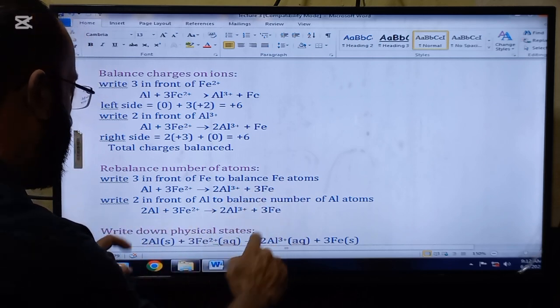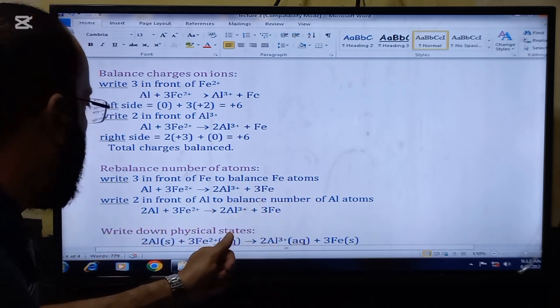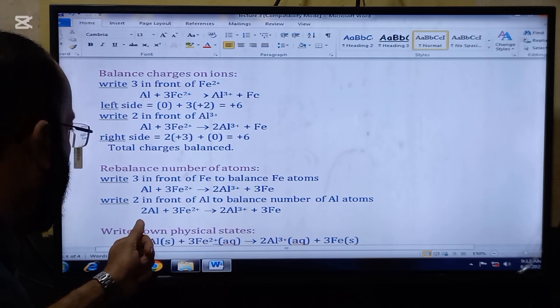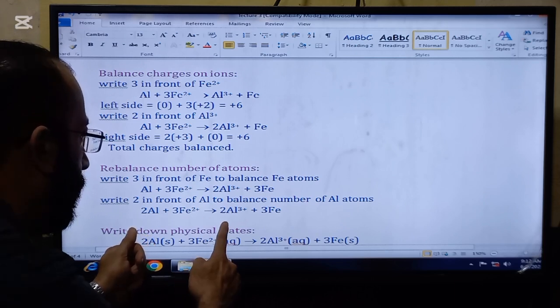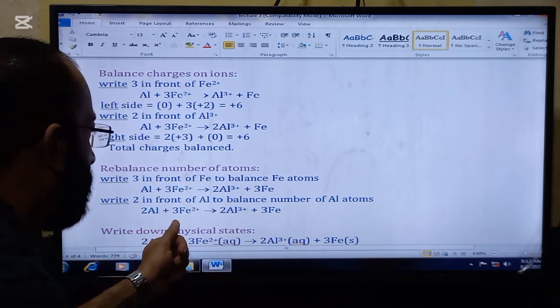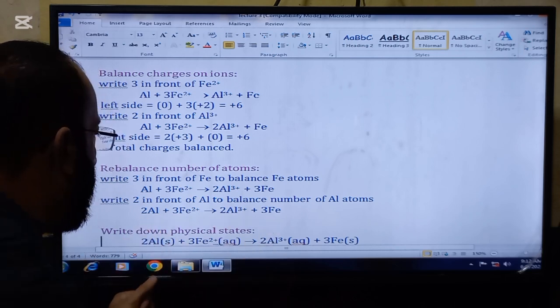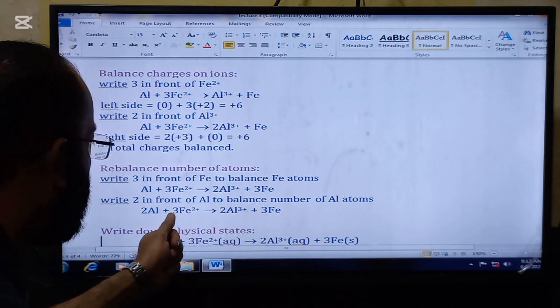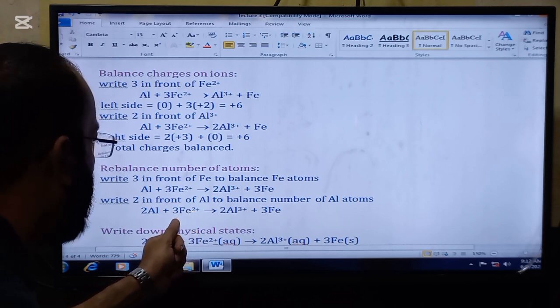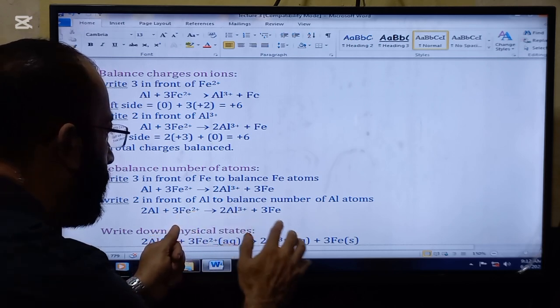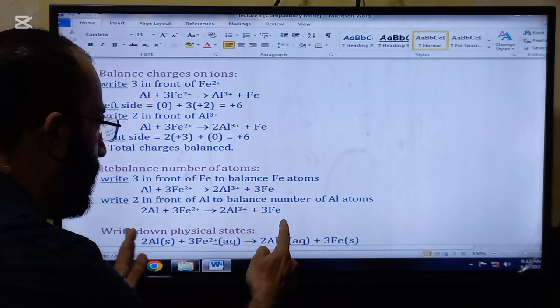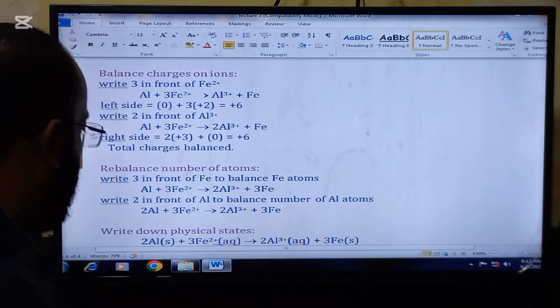So now at this step you can see the number of the atoms are balanced. So look now, 2 Al on the left hand side and 2 Al on the right hand side now. 3 Fe on the left hand side and 3 Fe on the right hand side as well. So the number of atoms are balanced. And if you look at the charges, there is 6 plus charge on the left hand side and 6 plus charge on the right hand side. So the number of atoms and the number of charges are balanced on both sides now.